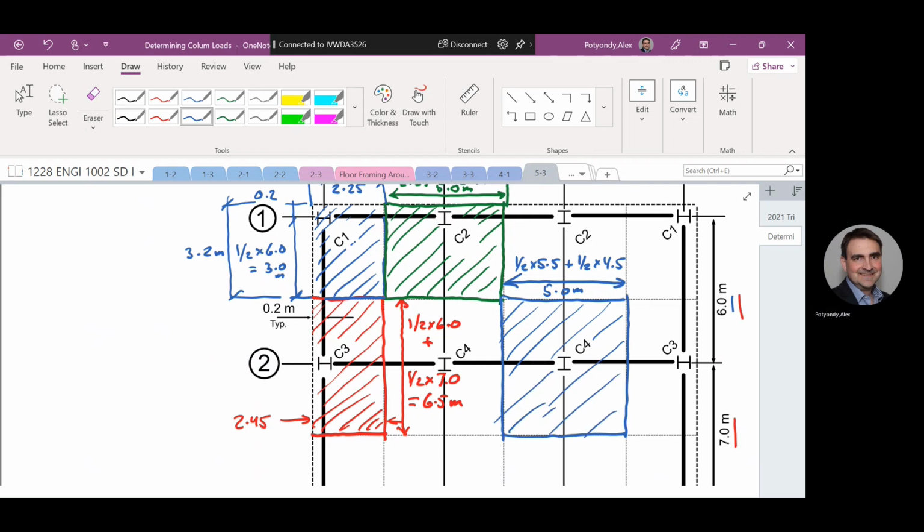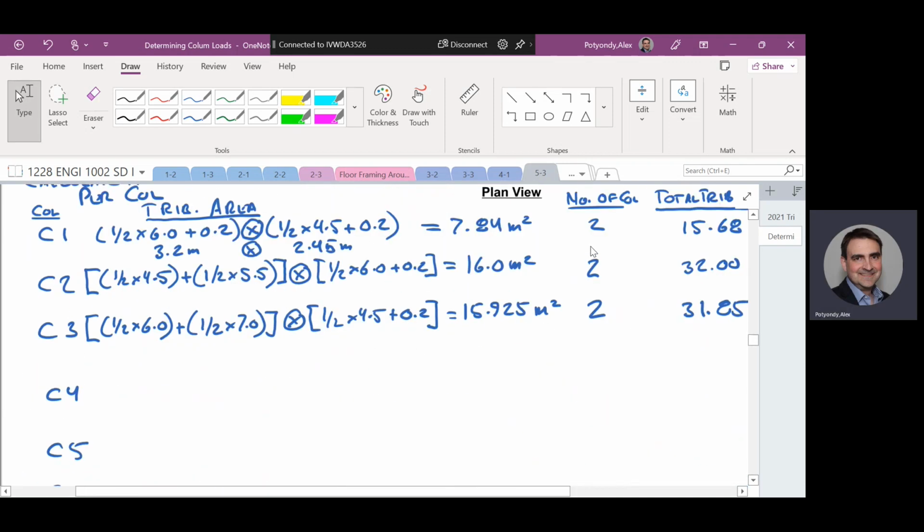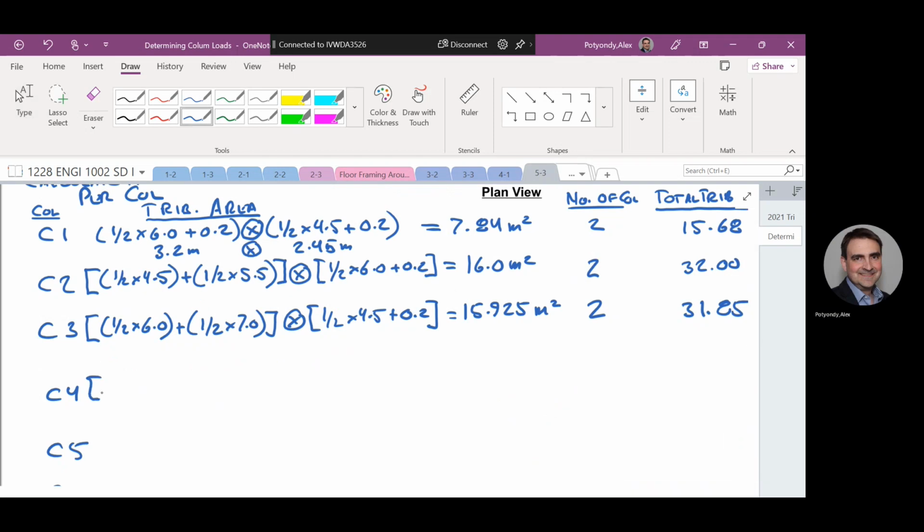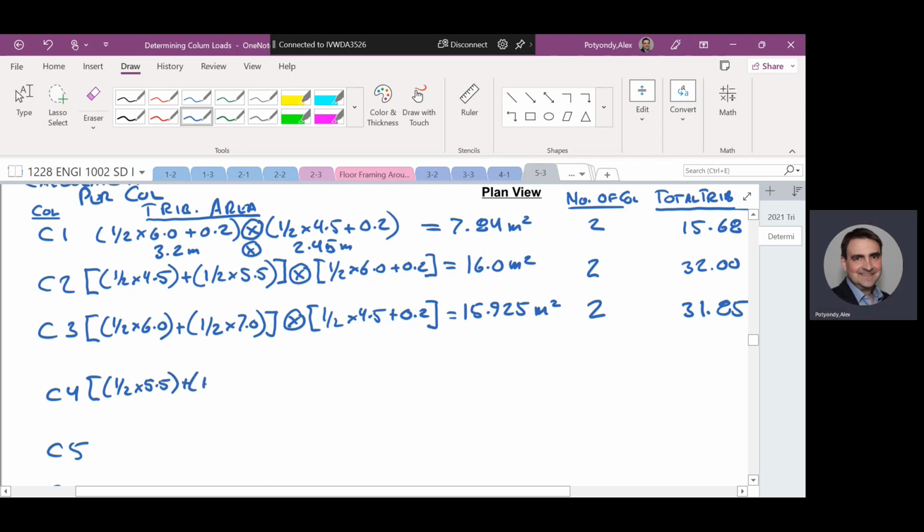All right. And the other dimension is this one here. Well, we already calculated that, so that's the same as here. I'm just going to put that in as 6.5. Okay. So for column C4, I can write it 1/2 times 5.5. Whoops, messed that up. Plus 1/2 times 4.